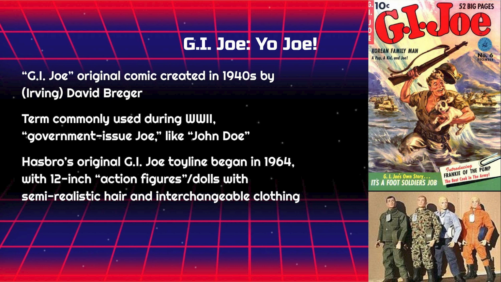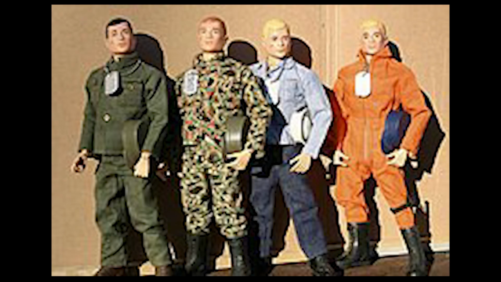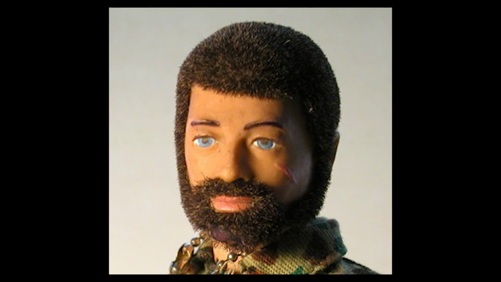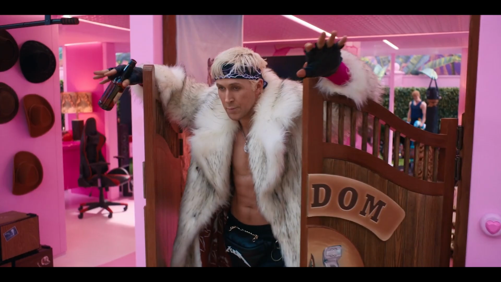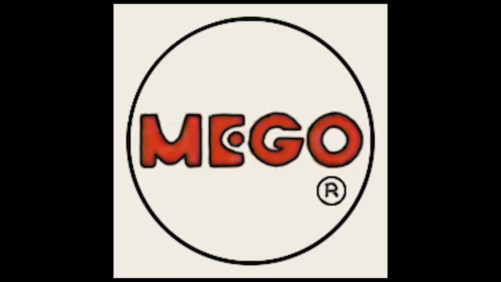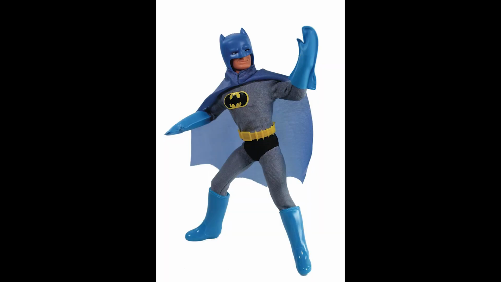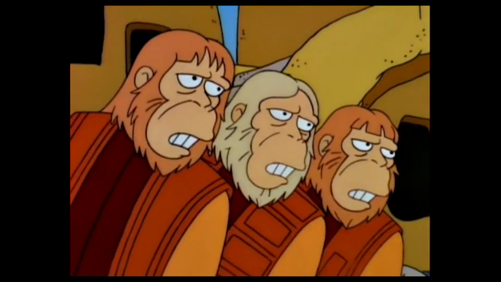In 1964, Hasbro began its original G.I. Joe toy line with a series of 12-inch figures, and while these could be accepted as the first action figures, they were more like the equivalent of Barbie dolls for boys. They had interchangeable clothing, realistic hair, vehicles, weapons, accessories. All they were missing was a dream house. And there was also this other company called Mego that made similar doll figures for licensed intellectual properties, including Marvel and DC, Planet of the Apes, and Star Trek.